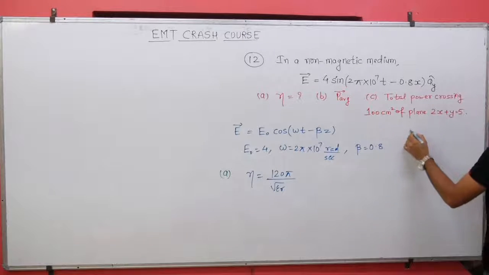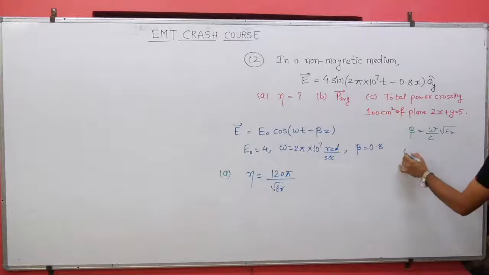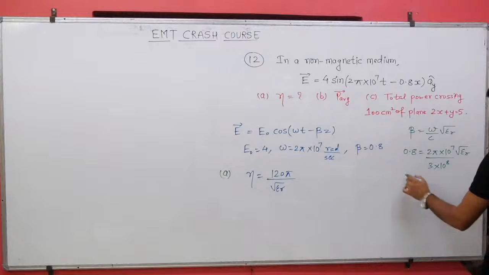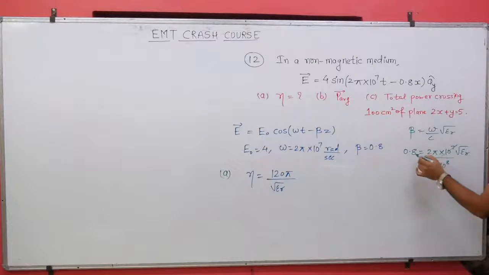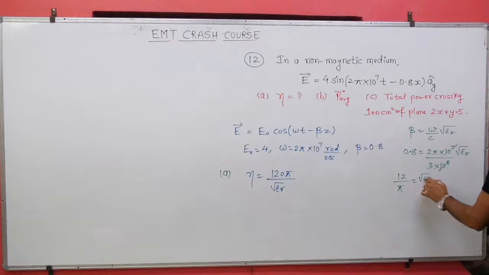So this beta is given, so this beta is nothing but omega by c root over epsilon r. Beta is 0.8, omega is 2 pi into 10 to the power 7, root over epsilon r, divided by 3 into 10 to the power 8. So this 10 raised to power 7 and 10 raised to power 8 will get cancelled, and we will get 12 by pi. Yes, root over epsilon r will be 12 by pi.